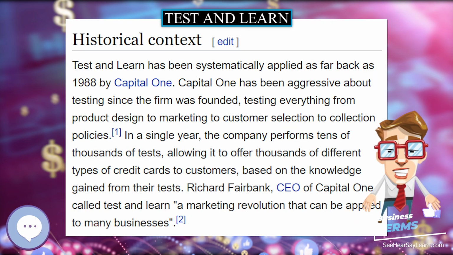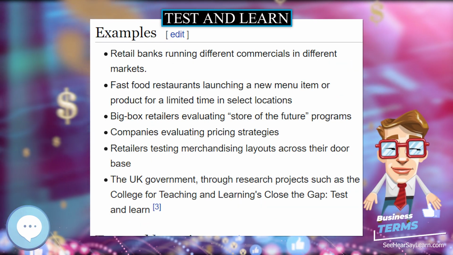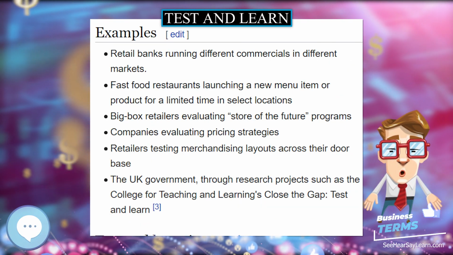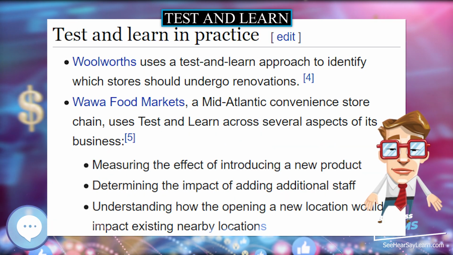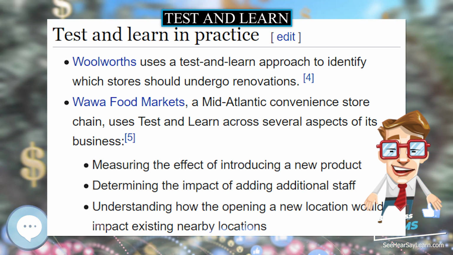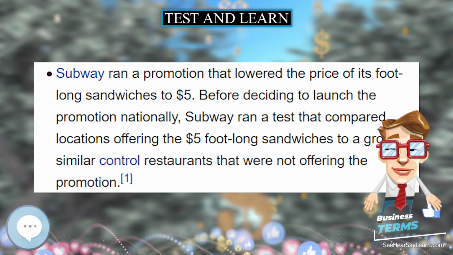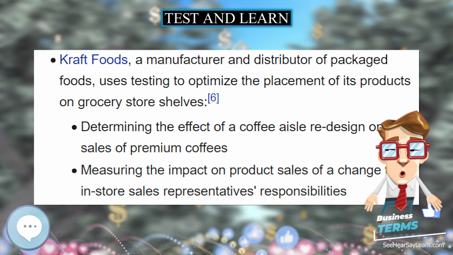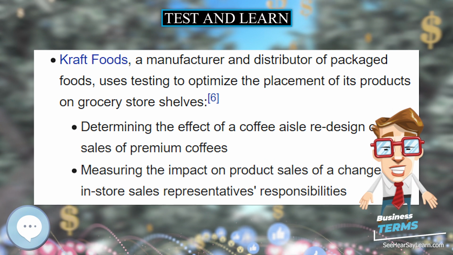Examples. Test and learn in practice. Test and learn software. There are a variety of software tools available today to support systematic testing within an organization. However, there is currently no one software package that covers all types of tests, and in some cases significant knowledge of statistics is still required for effective analysis.